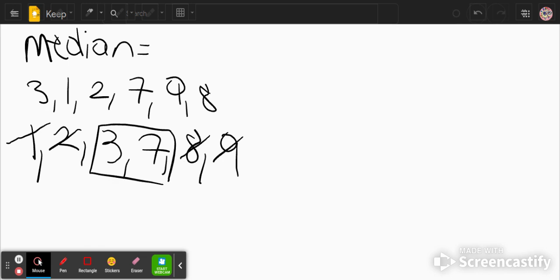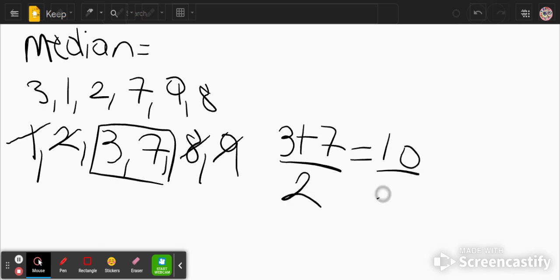So now we're just going to simply add 3 plus the 7 and divide that by 2, which will give us 10 over 2, which will leave us with 5. So therefore, the median is equal to 5.